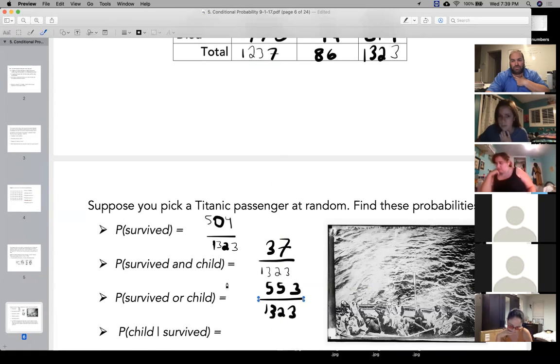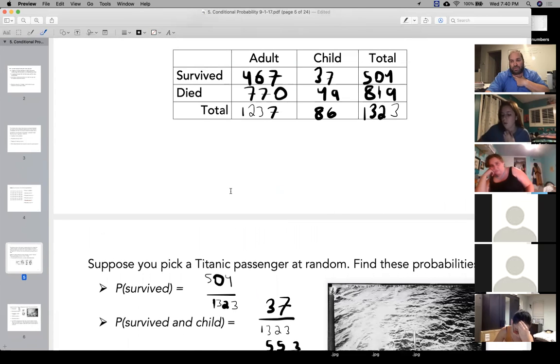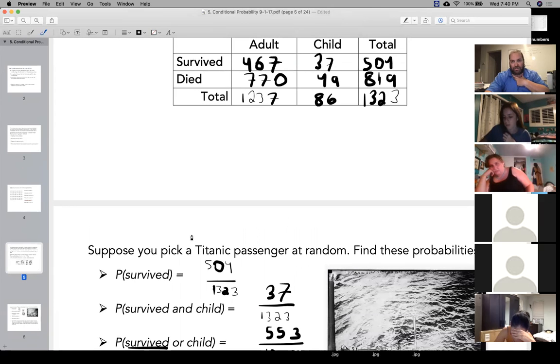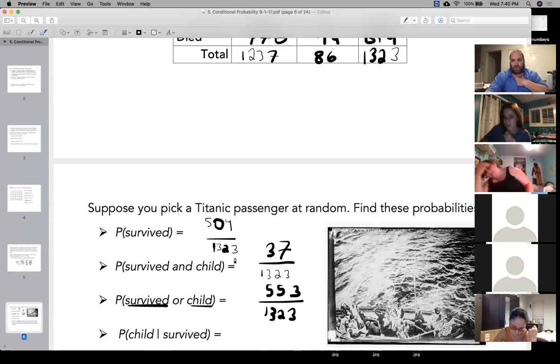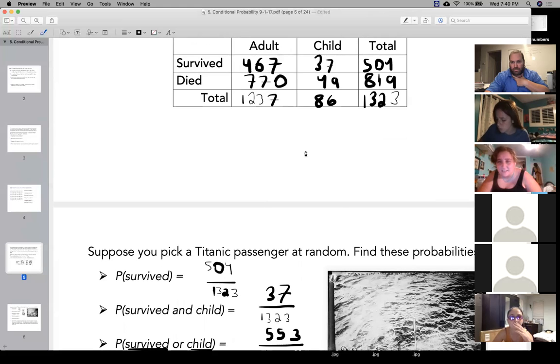Let's think about it. So first, survived. How many ways did a person survive? Not how many ways, but how many of the people. Is it the sum of adult and child? No, it's survived or a child. Survived, just that. How many survived? 504. How many were children? 86. For a total of how much? 590. But you just double counted 37. So you subtract it. Wait, what? I'm so confused with the double counting.